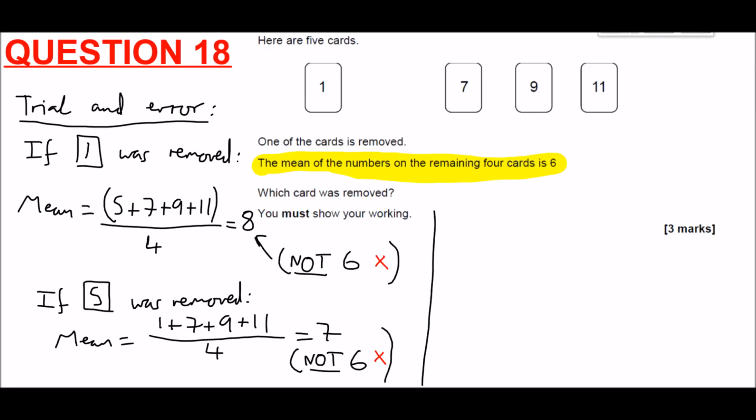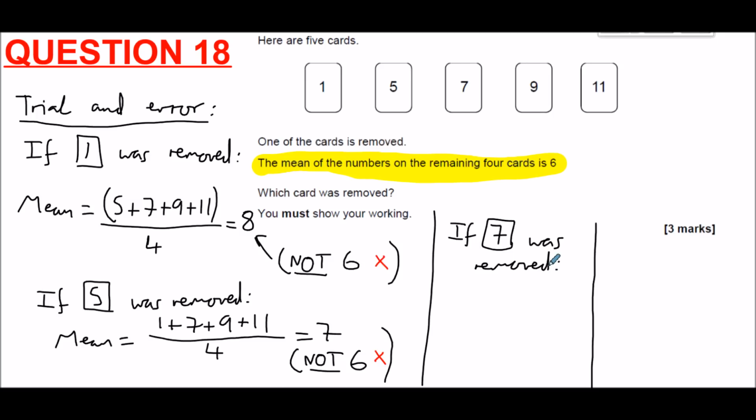So 1 was removed, didn't work. We've tried 5, that didn't work. So maybe we can remove 7. So let's remove 7. If 7 was removed, it's not exactly the most dynamic way of doing the question, but it will work, because there are only so many cards it could be.